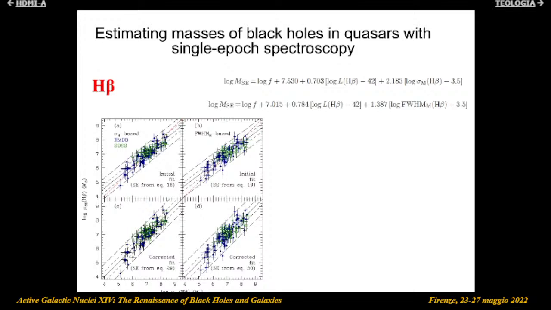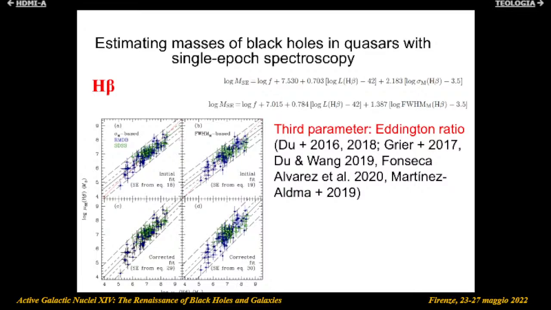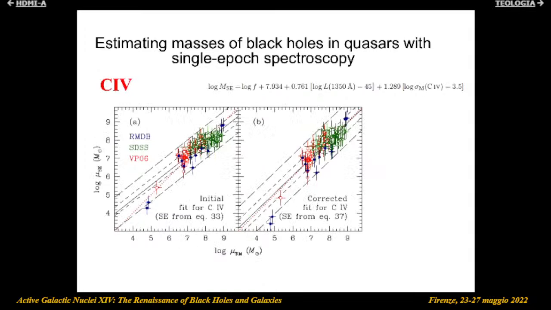So if we initially use only the equation by using the relation between radius luminosity and relation between full width at half maximum and velocity dispersion, we see that the relation between the masses found through reverberation mapping and the mass from the single-epoch spectra method are not consistent very well, but we had to apply a correction because we found a third parameter. So we found that there is also a dependence on the Eddington ratio, and we confirmed that because it was already seen a few years ago. We did the same also for the carbon 4. So we were able to provide also an empirical formula.